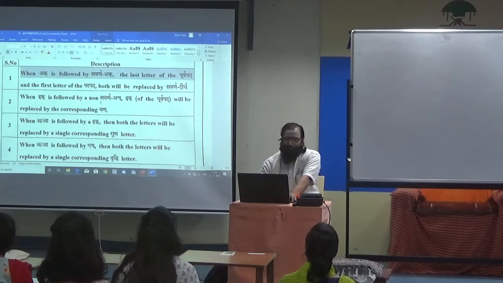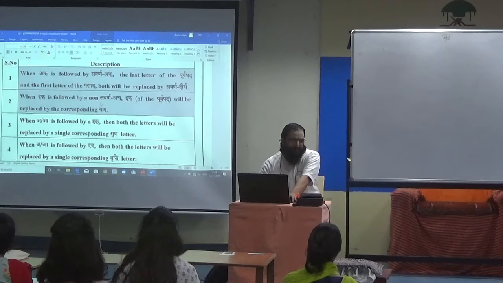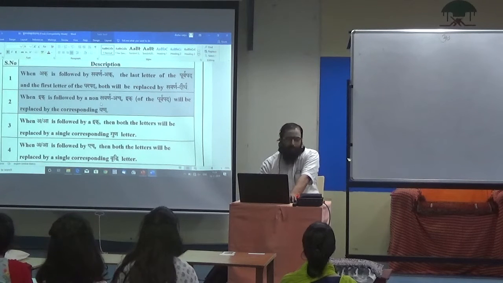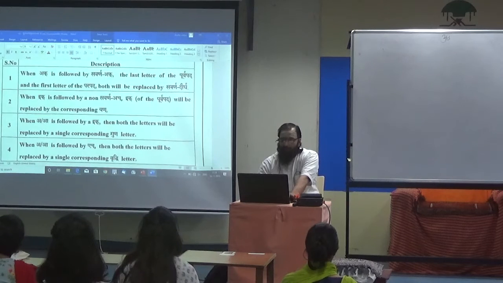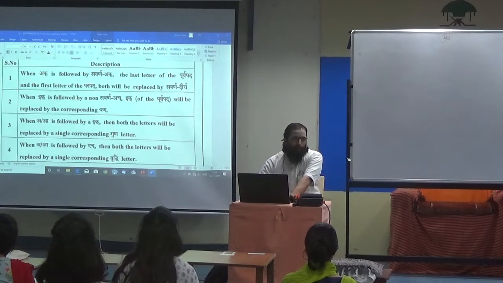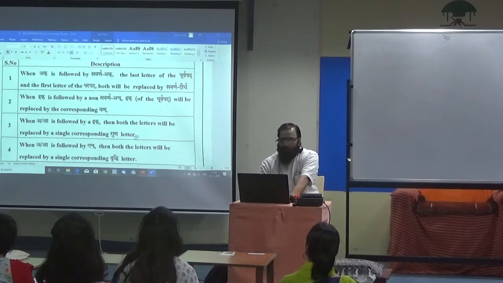The first rule is Savarna Dirgha Sandhi. When Ak is followed by Savarna Ak, the resultant change will be Savarna Dirgha Ak, which will replace both the Purva Padam and the Uttara Padam. Clear? Number 2 is when Ik is followed by Asavarna Ach, non-Savarna being the Asavarna. Then the Ik of the Purva Padam, that is the Sthani, will be replaced by the corresponding end letter.